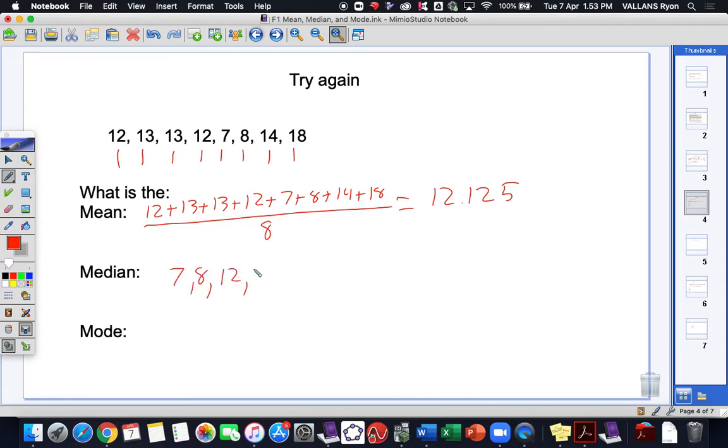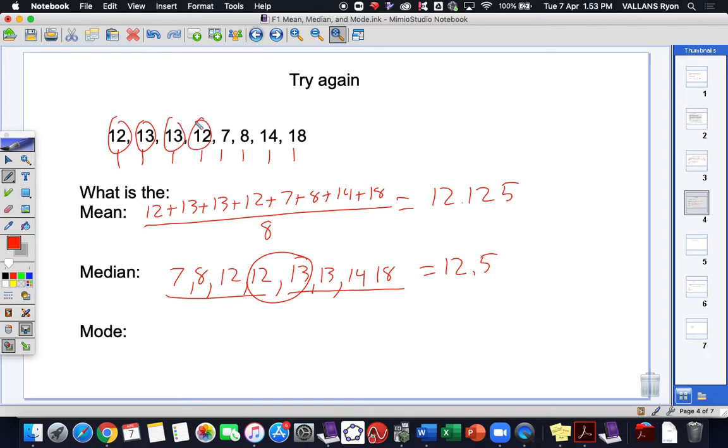Median, I made a little bit trickier because if I do the smallest one, 7, 8, and then I have a 12, and then a 12, and then a 13, and then a 13, and then a 14, and an 18. There's an even amount of numbers. So there's 4 here and 4 here. So I have to average those numbers, I get 12.5. Mode, got a 13, a 13, a 12, and a 12. Well, I got two sets of it, so the mode is 12 and 13.